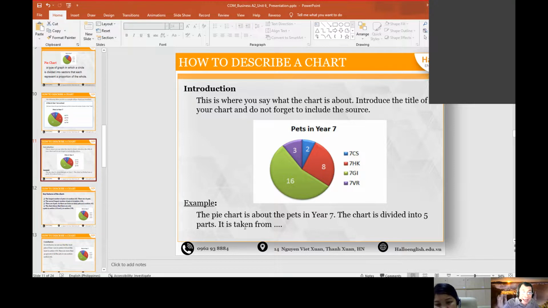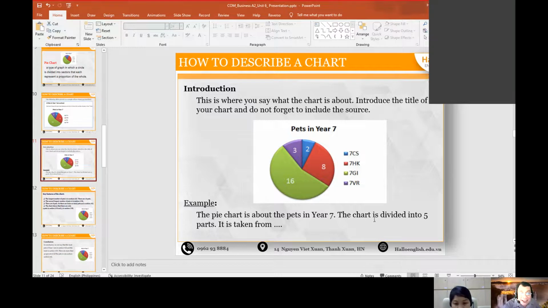So the pie chart is about the pets in year 7. So what's the title? It's pets in year 7. So therefore, you have to start: the pie chart is about the pets in year 7.